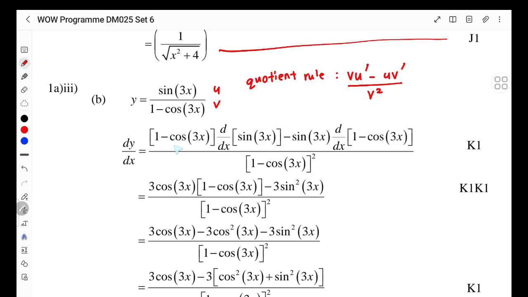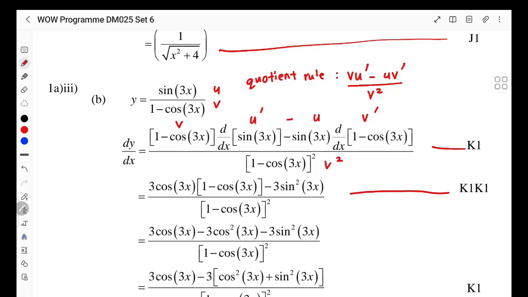So here is your u, sine 3x, and v is 1 minus cos 3x. By using the formula, this is v u prime minus u v prime over v squared. This is k1, and then another 2 marks, k1 here. When you differentiate, you find u prime and v prime.